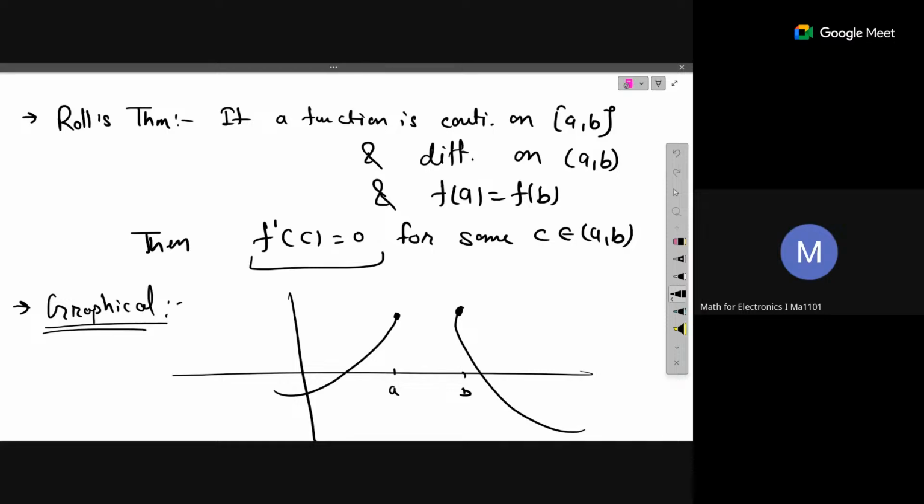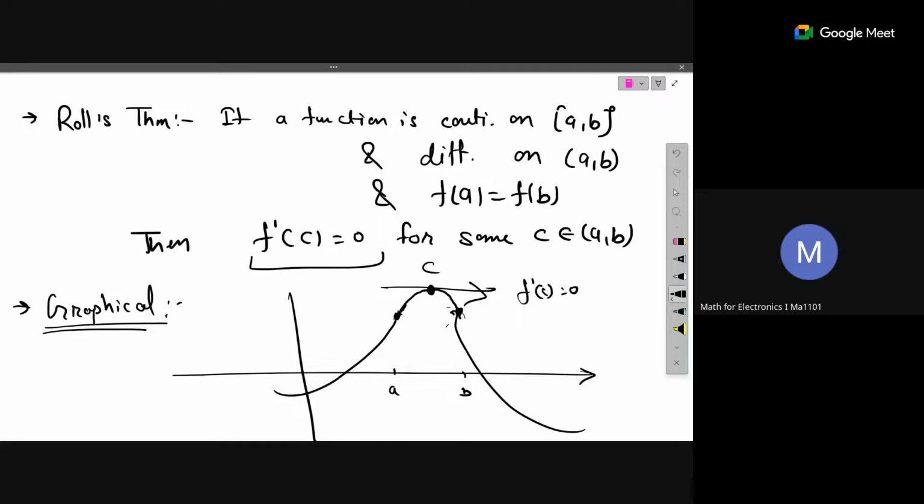Now, since it is a continuous or differentiable function, either it can have a constant thing here, or it can go like a bump here or a cave type of behavior here, right? So one of them is possible. If you have a curve like this, then what happens? You will find one point where your tangent is parallel to the x-axis. So that means at this particular c, f dash of c is equal to 0. So this is the graphical meaning: if you have f of a equal to f of b and a function is continuous and differentiable over this interval, then you will always find a c for which f dash of c is equal to 0.